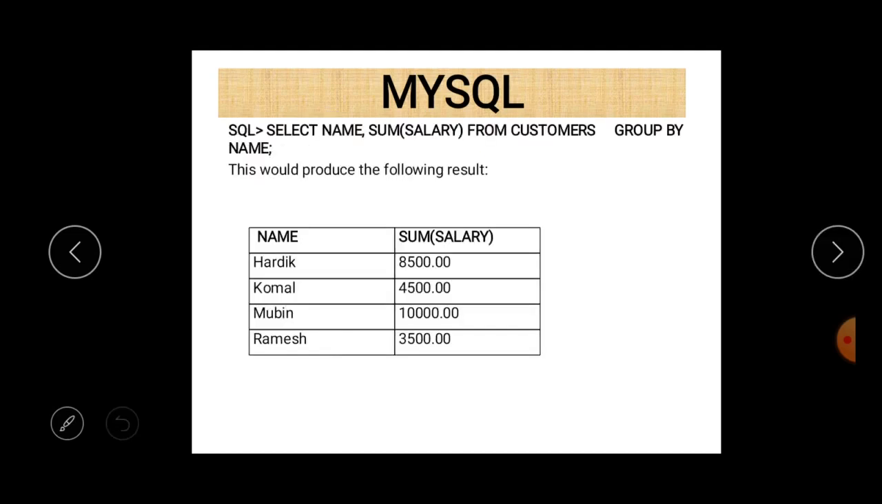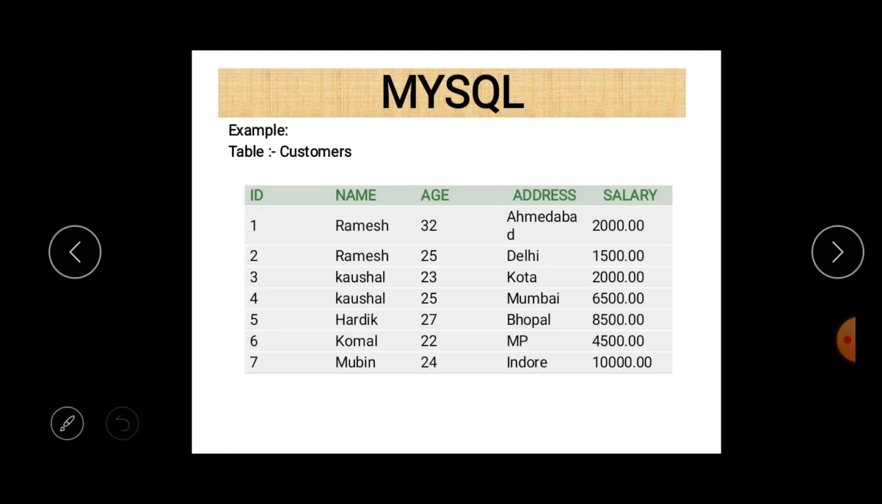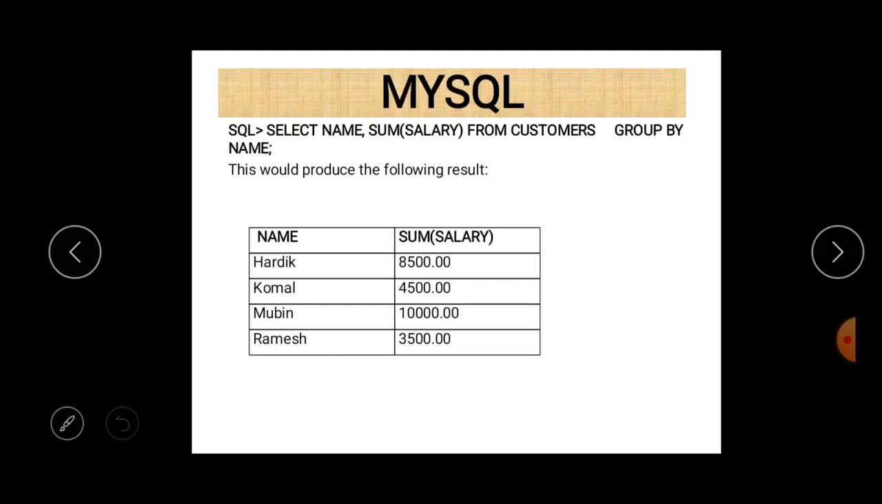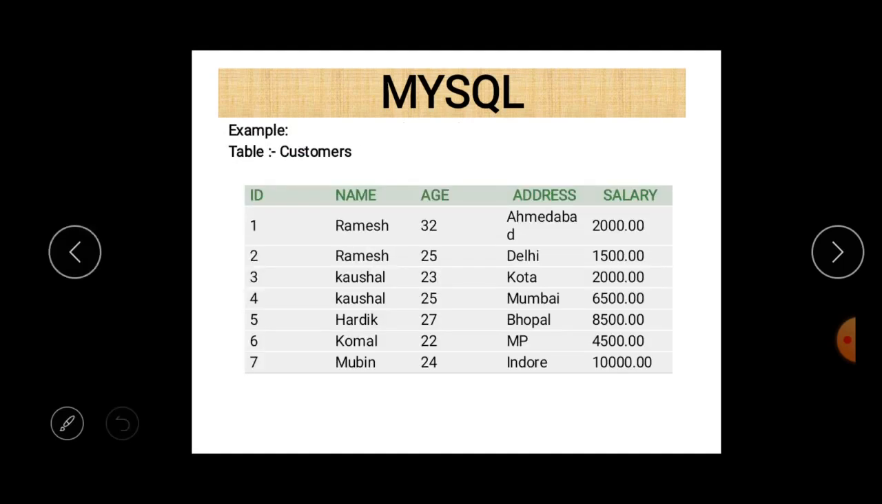Now if I just write select name, here you can see that we use an aggregate function sum, and want to find out the total salary. Sum of salary means this is the salary here, and we want to find the sum, so you can use the sum aggregate function from customer, and here we want to make a group on the basis of name. So you can easily see that Ramesh appears 2 times, Kaushal also appears 2 times, Hardik 1, Komal 1, and Mubin appears only 1 time.